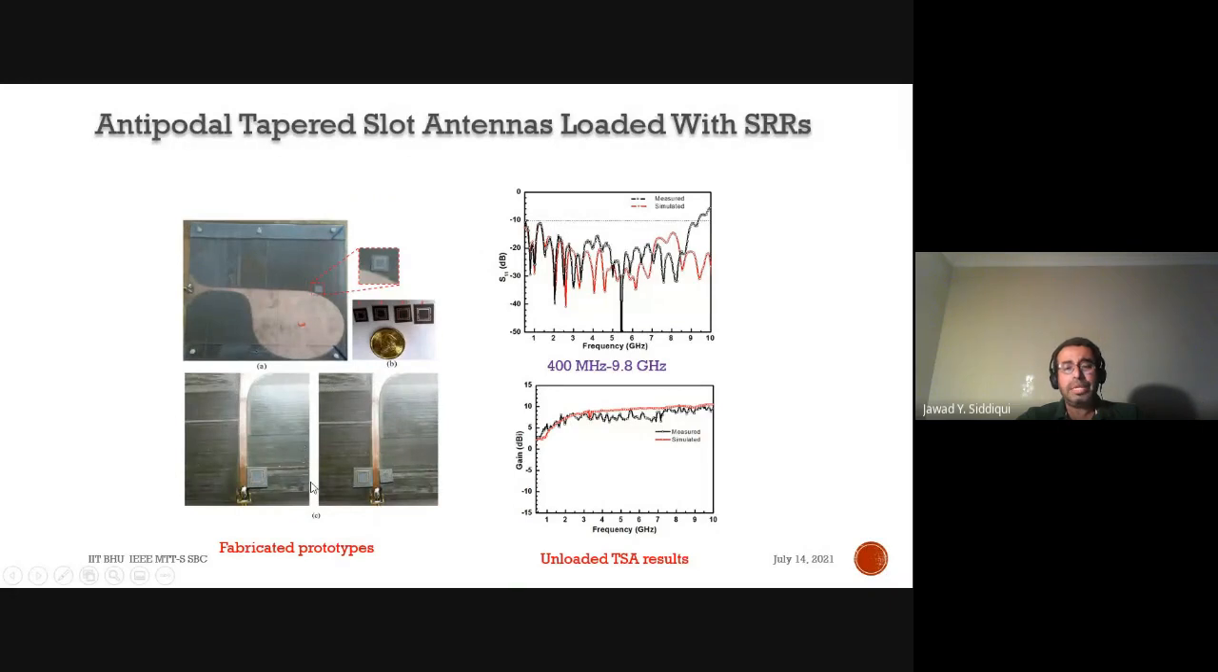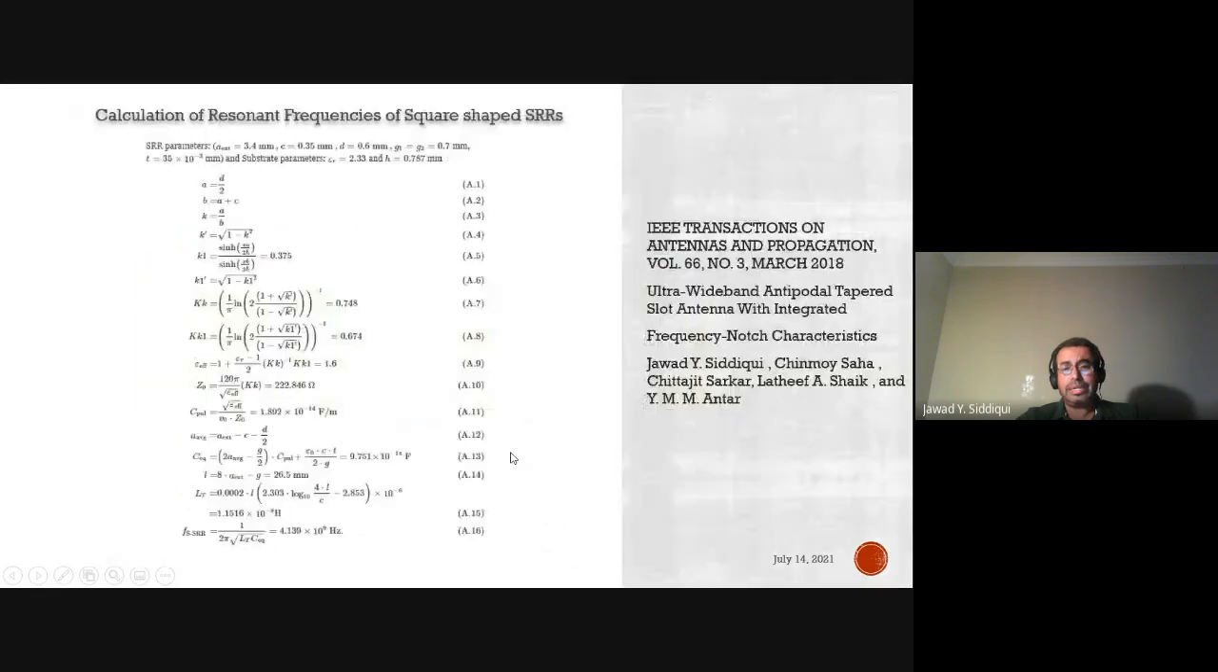And if you place the SRR on top of the microstrip line, you can also yield the notch, which is another study. So you can calculate the SRR resonant frequency. Of course, these are for square shape SRR, and you can see the equations in this paper. Okay.